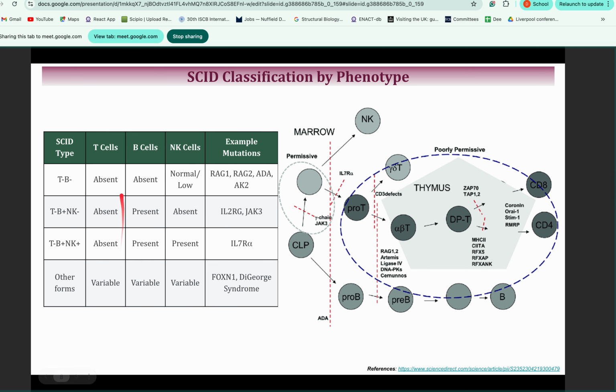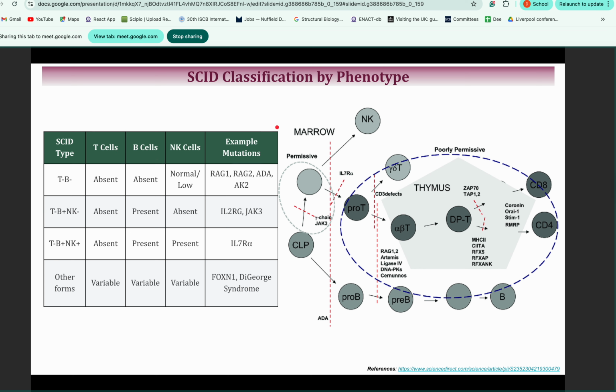So as you can see, in all these cases, T cells are always affected. So keep in mind that SCID is a disorder in which T cells are always compromised. T cells are always absent, whereas in these genes, it could be variable. That means they could be non-functional, not completely absent. Whereas B cells and NK cells can vary. They could either be absent or present, but T cells are always compromised.